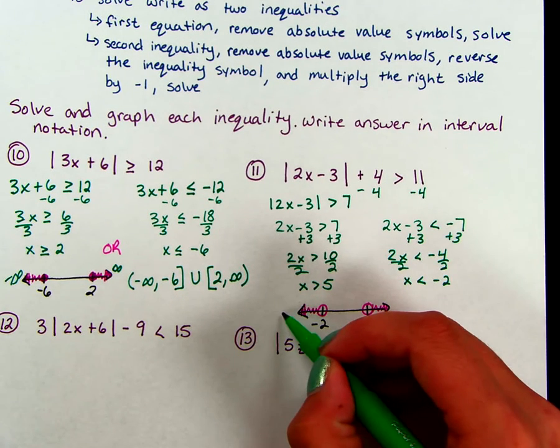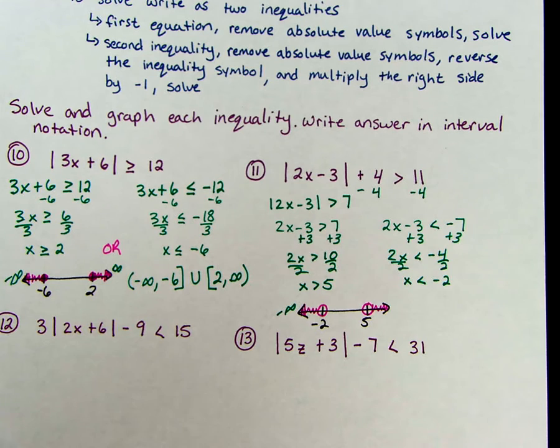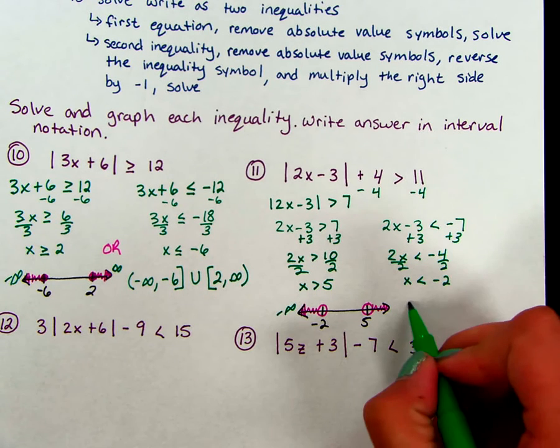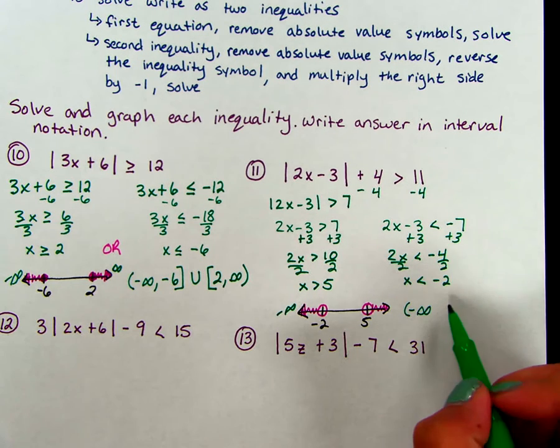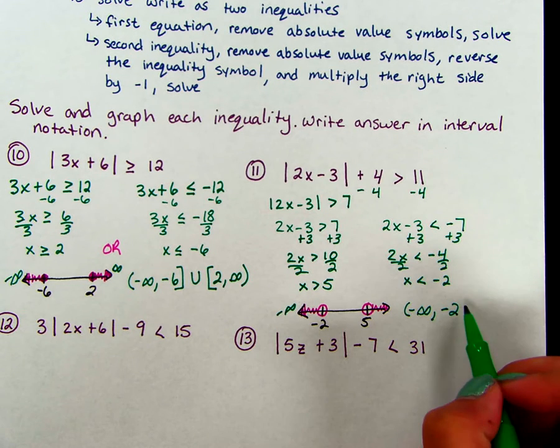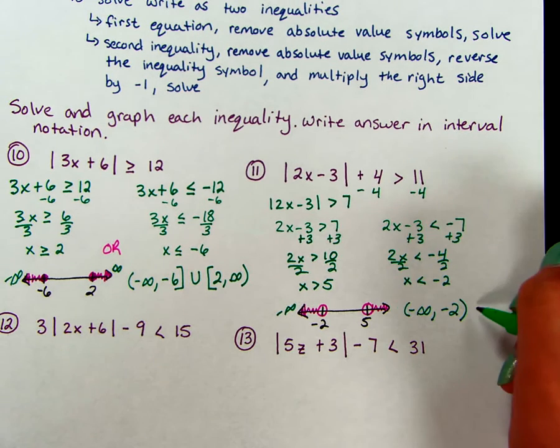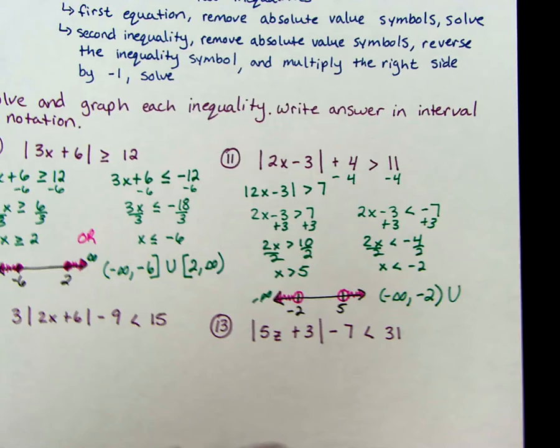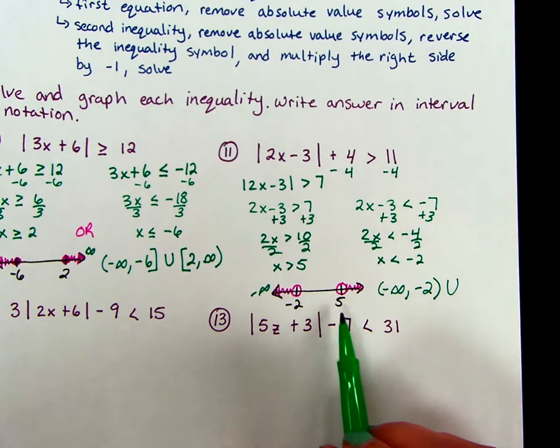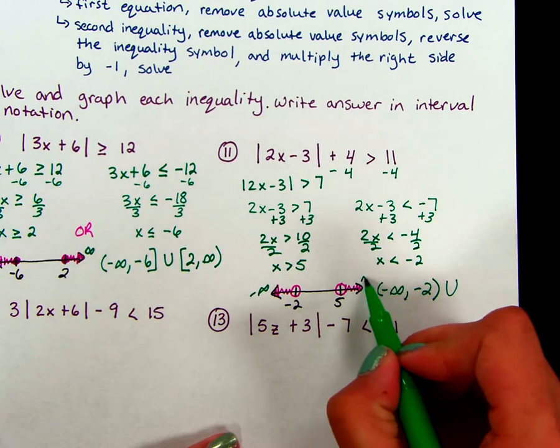So on this side, the smallest is going to be -infinity. So parenthesis, -infinity. The largest number is -2, but we don't include that as part of our answer. So parenthesis, or symbol. And then smallest this time is 5, all the way up to +infinity.